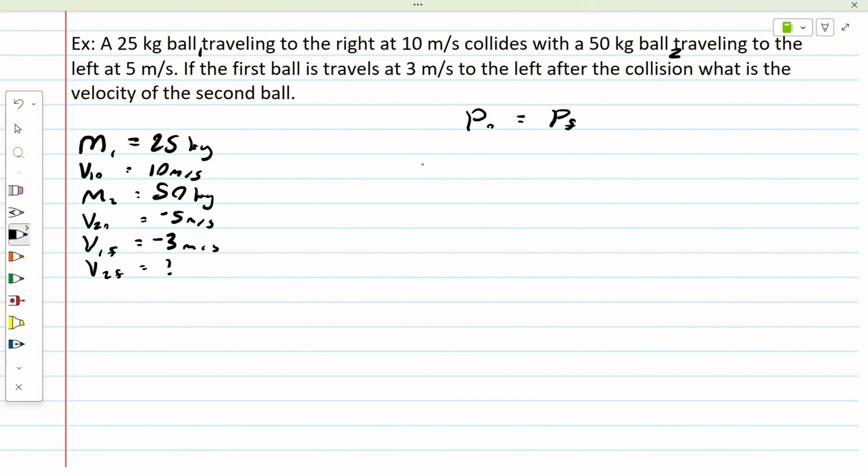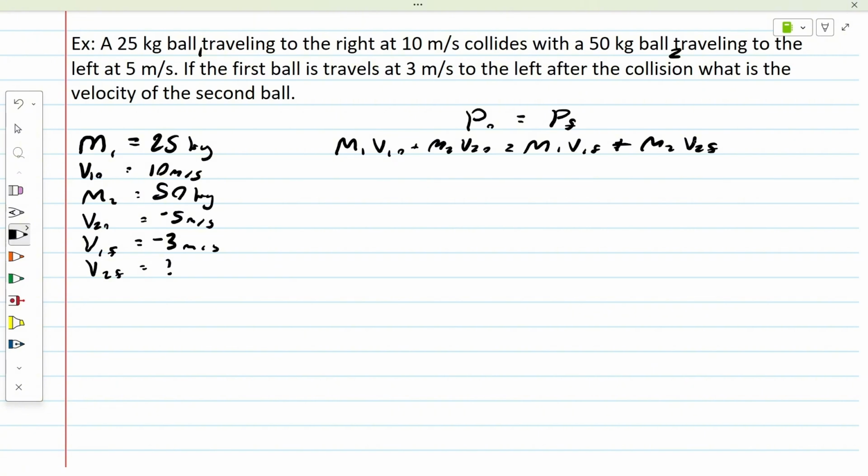Okay? So we can write out our two momentums. So we have m1 v1 initial plus m2 v2 initial equals m1 v1 final plus m2 v2 final.